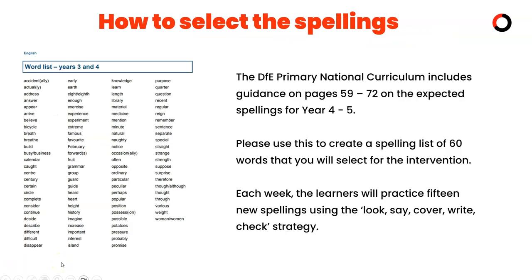How to select the spellings. The DfE Primary National Curriculum includes guidance on pages 59 to 72 on the expected spellings. Please use this to create a list of 60 words that you will select for the intervention. Each week, the learners will then practice 15 new spellings using the look, say, cover, write, check strategy. And from this list of 60 words, you will then select 20 for the pre- and post-assessment.